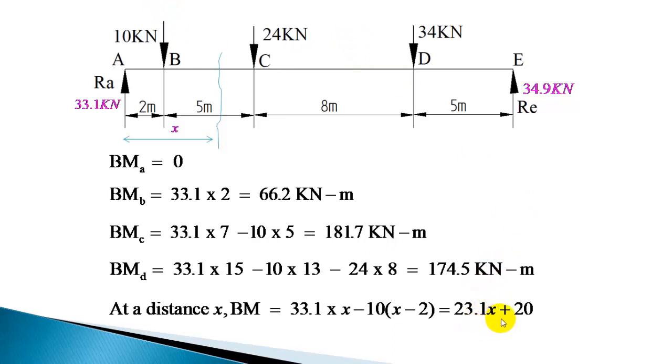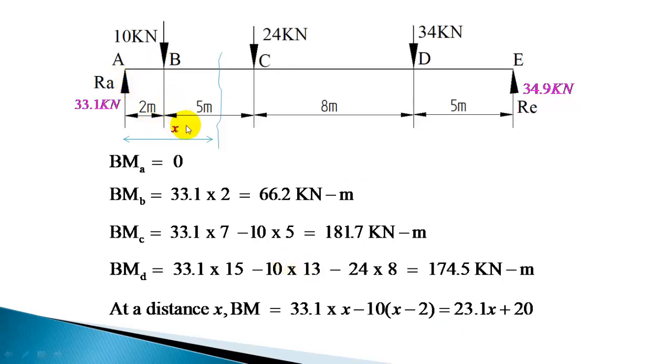Now you can use this equation to find out the bending moment at point B and C. At point B, x is 2. When x is 2, you get 46.2 plus 20, or 66.2. So that will be the bending moment at B. When x is 7, that is at C, you will get 181.7. That's the same as this. So after writing the bending moment equation, you can calculate the bending moment, but that is not required here. We need only B, C, D, which can be easily calculated by taking the moment of the forces.